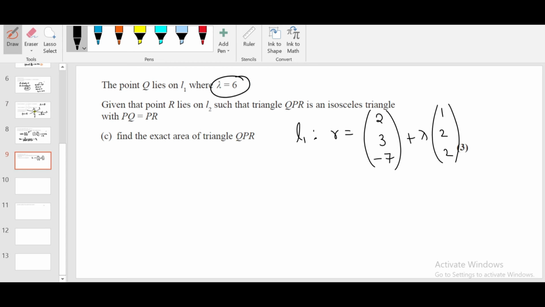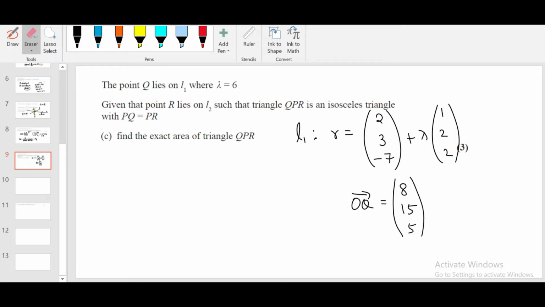When you sub in lambda is equal to 6 here, you will get the OQ vector. Replace lambda by 6 and simplify, you will get 2 plus 6, 3 plus 12, minus 7 plus 12.